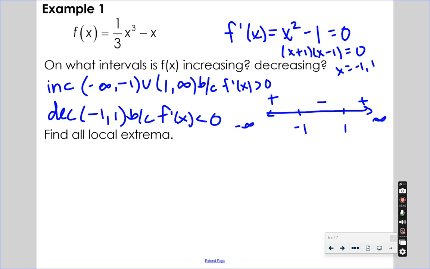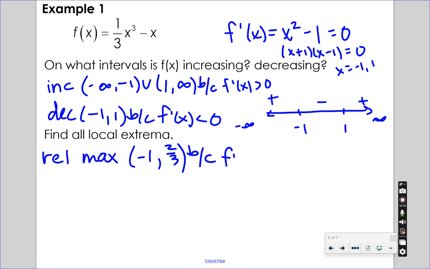All right, find all local extrema. Do we have any relative mins or maxes? Yes. We have a relative max first at x equals negative 1. How do I get the y value? What am I going to plug into? Original. This is the part people get confused on because you keep plugging into different things. If it's a point on the graph, you're always using f of x to find the y value. So what do I get when I plug in negative 1? Negative 1/3 plus 1, so 2/3.